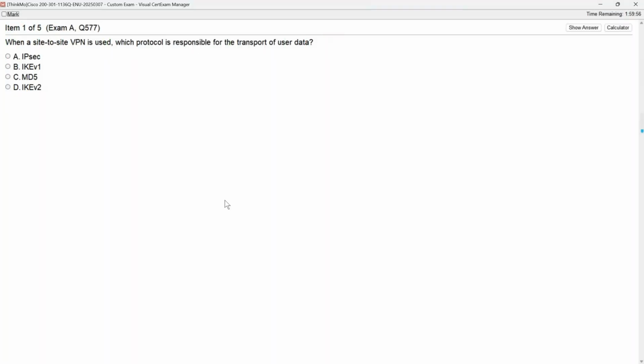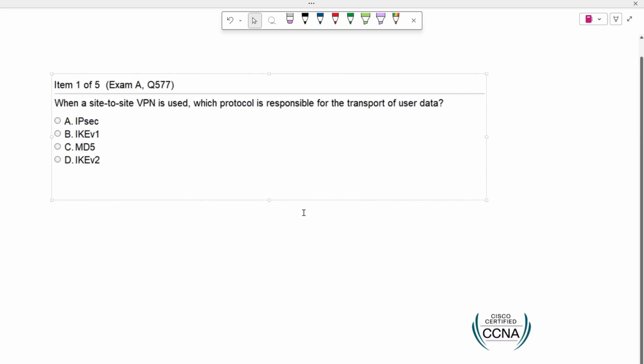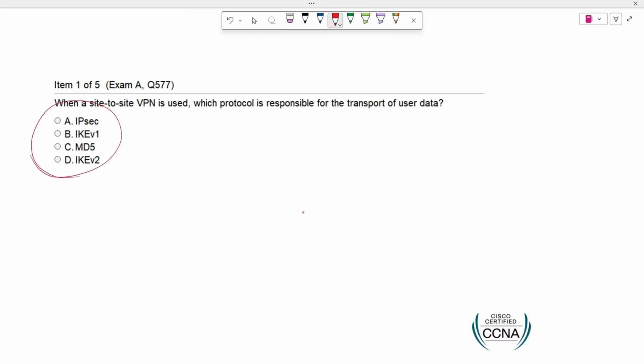The first question is a single choice question. Let's briefly look at this question. It asks, when we use a site-to-site VPN, which protocol is responsible for transmitting user data? Which protocol is used to transfer data?